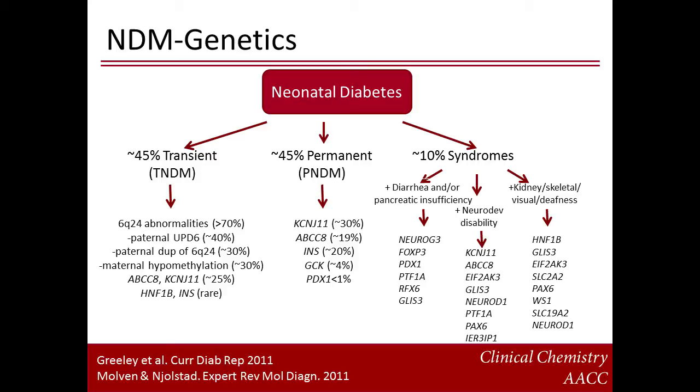Nearly half of all cases of permanent neonatal diabetes are due to activating mutation in the KCNJ11 and ABCC8 genes, which encode the subunits of the beta cell ATP-sensitive potassium channel. This channel plays a crucial role in insulin secretion and thus glucose homeostasis. In addition, mutations in the insulin gene are a relatively frequent explanation of neonatal diabetes.